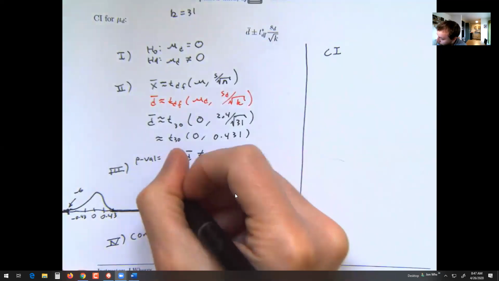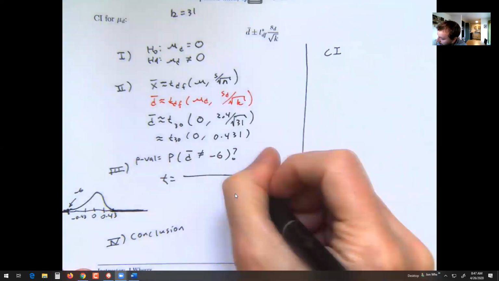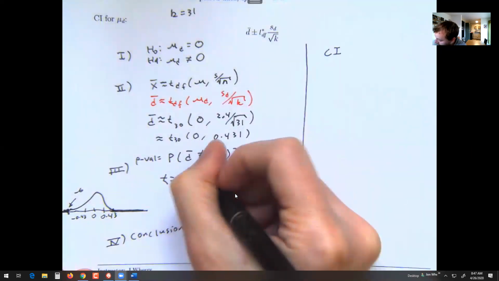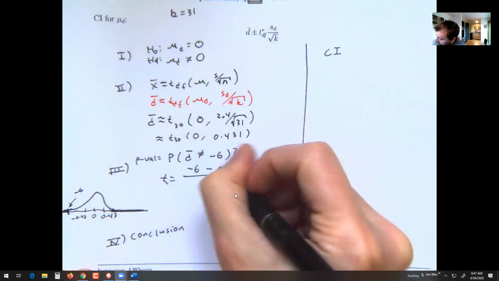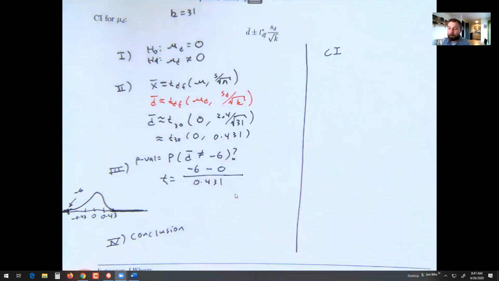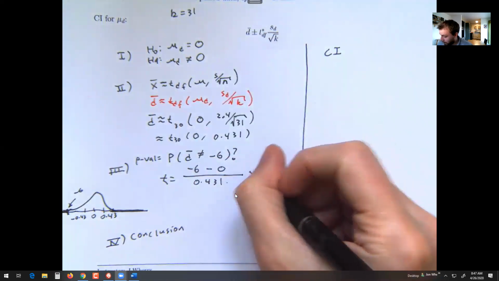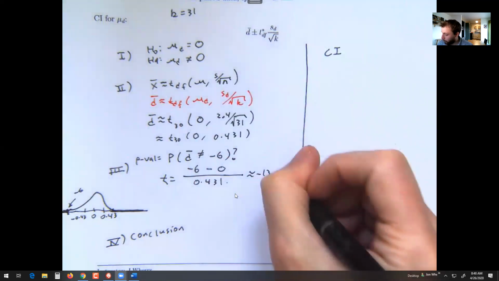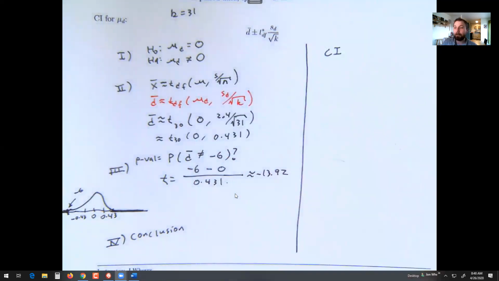Let's find that t-score, and I do so by taking my value, -6, minus my center, 0, and I divide this by the standard deviation. This is the same way I find z-scores as well. I do value minus center over standard deviation. When I type this into my calculator, I end up getting a t-score of -13.92. That's a ridiculously small t-score.